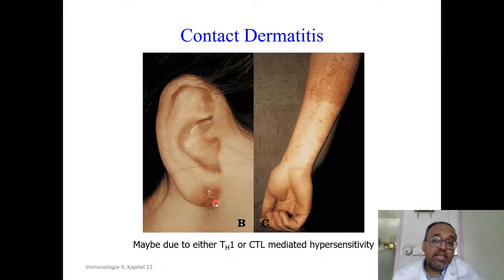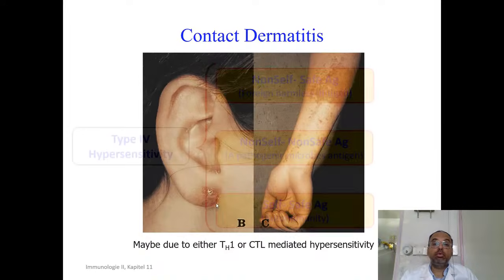We also have ICD, which is irritant contact dermatitis, which is usually caused by detergents, the chemical agents which we use for cleaning dishes or even washing clothes. That causes irritant contact dermatitis. But irritant contact dermatitis is not an immunological process. It's a chemical process.